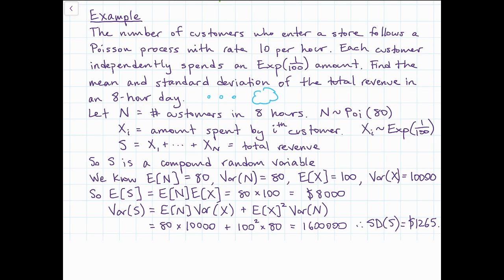And we can see that the variance is influenced by the means and variances of both the distributions of N and the Xi's. There's something else that we can do. We can actually get exact results for this compound distribution using MGFs, which is really, really cool.